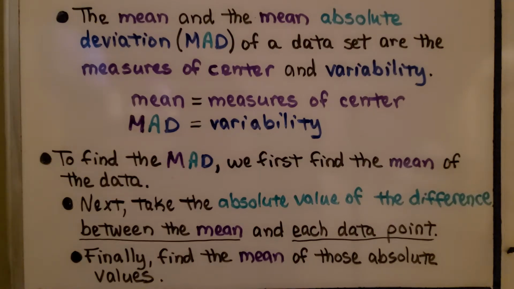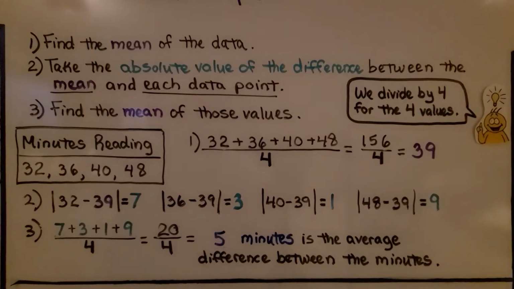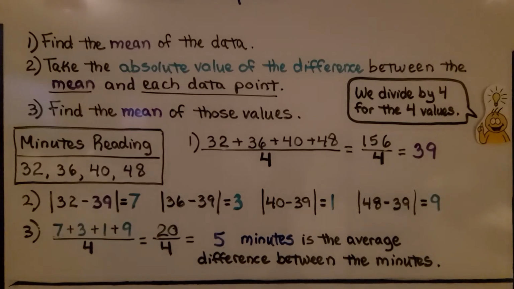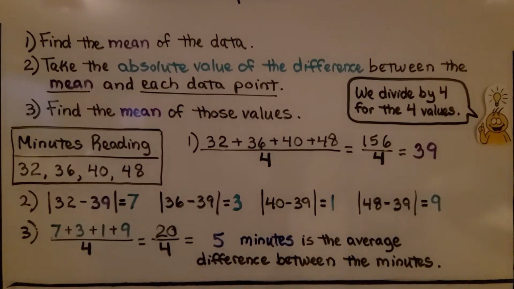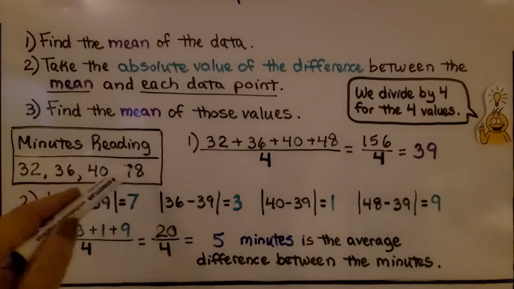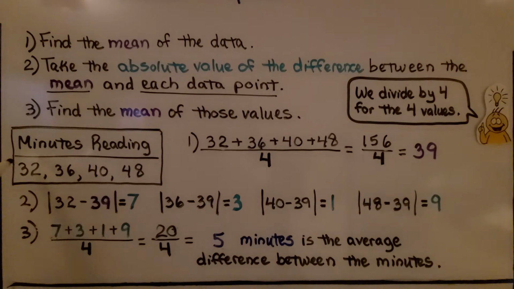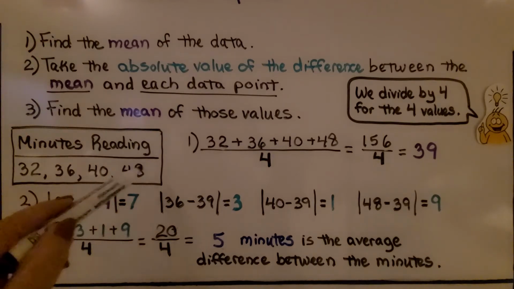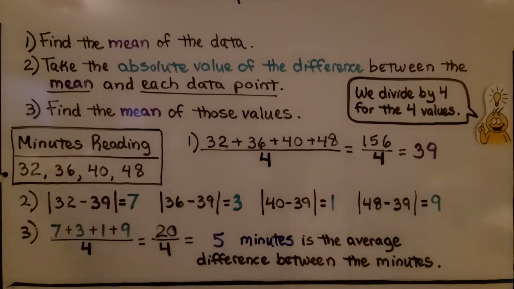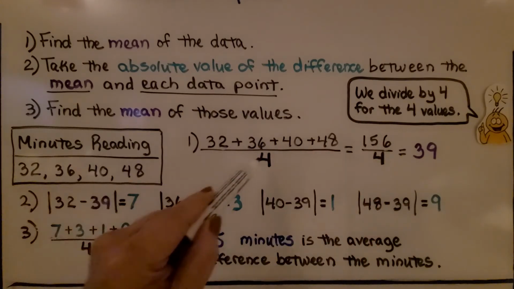Now, typically when finding the MAD for a data set, you're going to have quite a few numbers. You might have 20 or 30. You might have a lot of data values. We're going to use only 4 to make this very simple and easy to understand. So here we have some minutes reading that someone spent, and the first thing we do is find the mean of the data, the average. We total these up to get a sum, 156, and we divide by 4 for the 4 values. There's 1, 2, 3, 4. We're going to divide by 4.